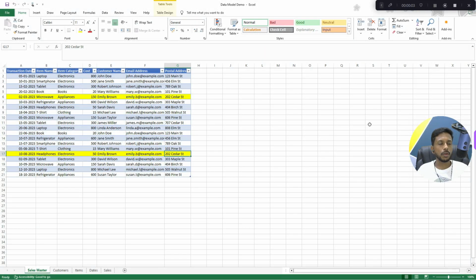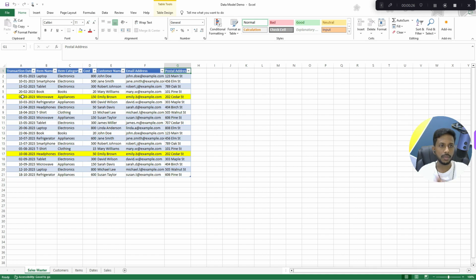This is one of the examples of denormalization. So we have a sales master table, where we have transaction date, item name, item category, cost, customer name, email address, postal address. So let's say this is a store where a customer is purchasing the products.